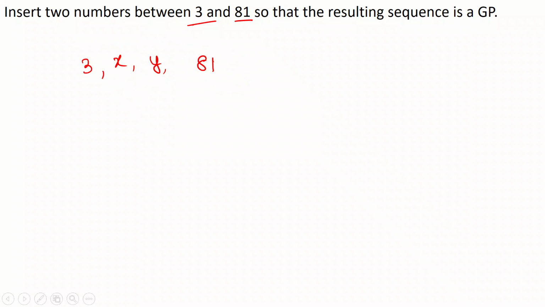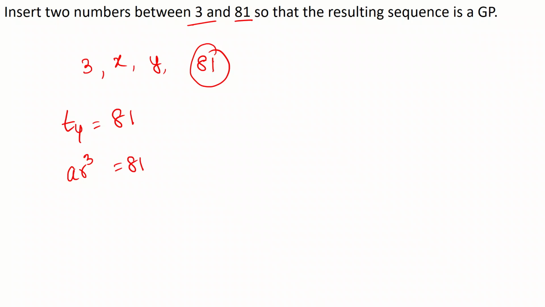You remember we have to just use the very first video that we covered in geometric progressions, that means the constant ratio thing. If I insert these two numbers, how many terms are there in all now in my sequence? I have 4 terms. So this is my fourth term. So I have T4 is equal to 81, and I know the formula for T4. It is a r cube, where a is the first term and r is the common ratio. So this is how we apply what we learned in the first video over here. So I have a r cube is equal to 81.